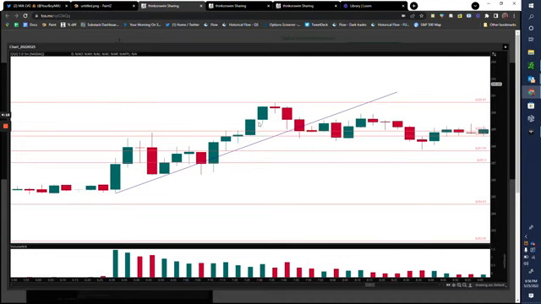Lucky me, we got another huge candle that went to the top. So then I sold once it touched right here. So I picked up on that one, I think like 30% profit.